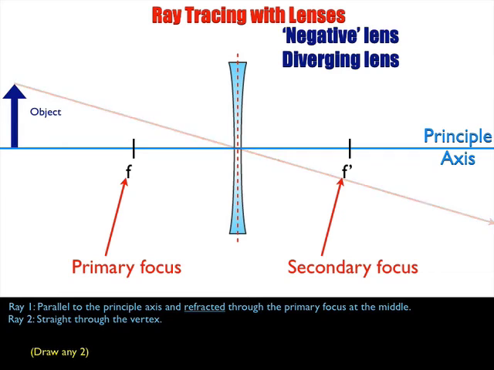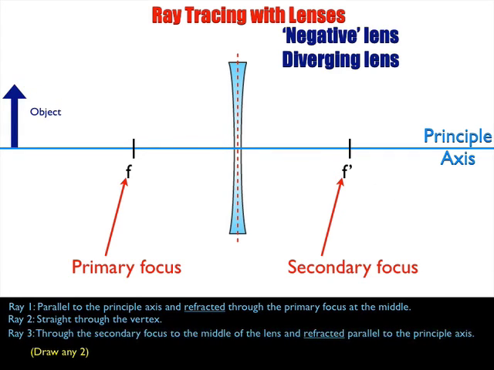Third ray, same as for converging lenses. It's going to go through the secondary focus to the middle of the lens and refracted parallel to the principal axis. Just like the first time, it's really not going to go through that second focus. It's going to use that second focus to help aim. So the first time it was parallel, that we used the primary focus to aim for the refracted ray. This time we're going to use the secondary focus to help us aim for the incident ray. Wow, it's a lot of words there.